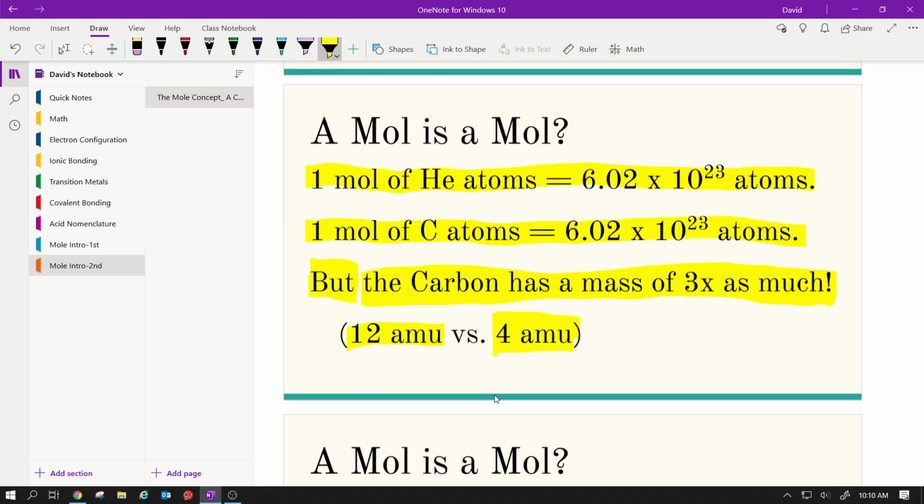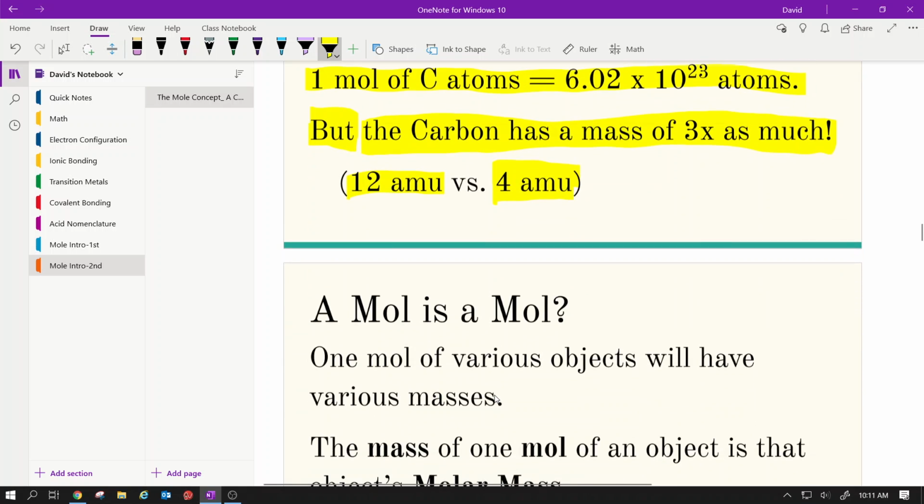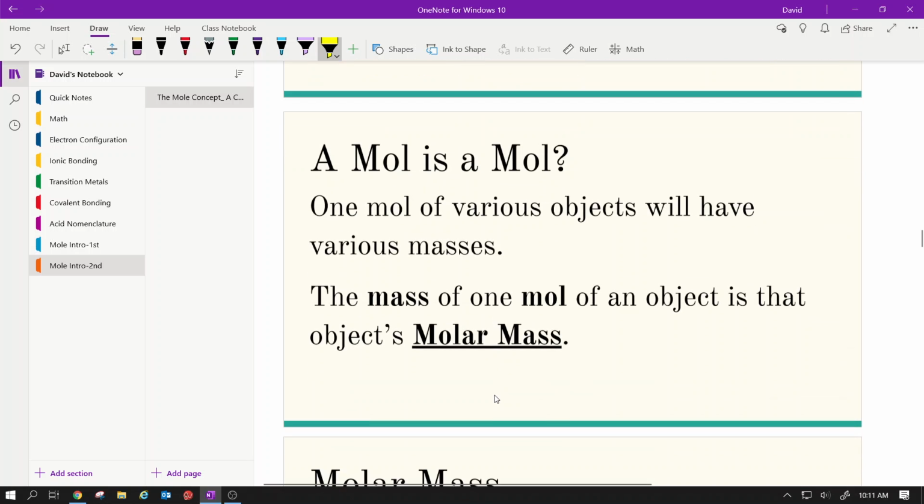All right. So a mole is a mole, meaning that 1 mole will always have the same number, but the mass is different, and that's going to be what we call the object's molar mass. Okay, so I want you to write that down.